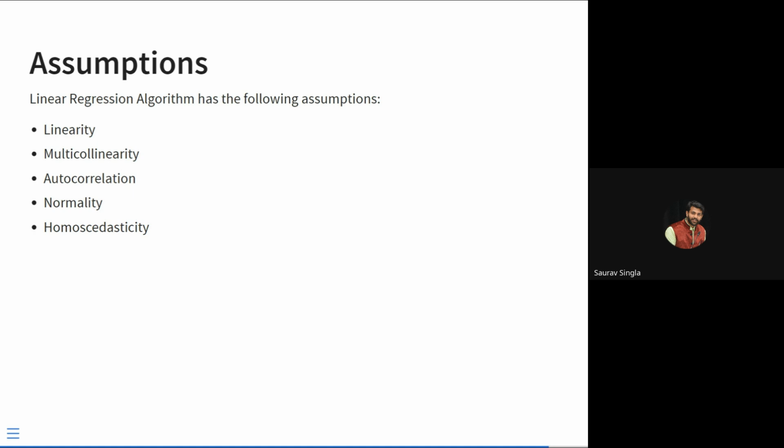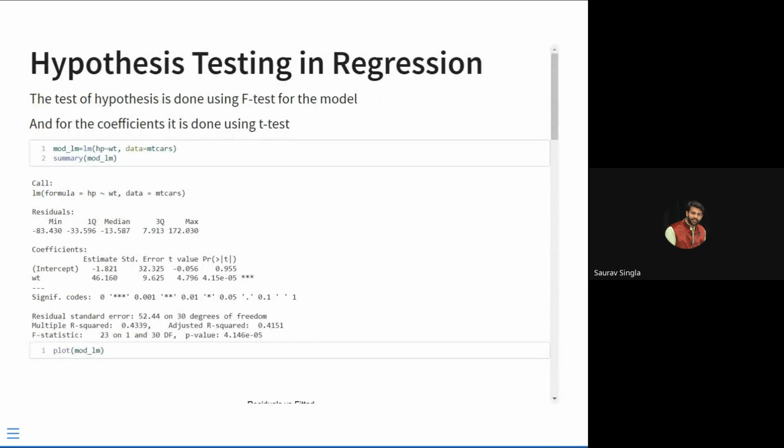So now let's proceed with the example. So here I have taken an example. I had taken horsepower, actually I should take the MPG. Just give me a second.